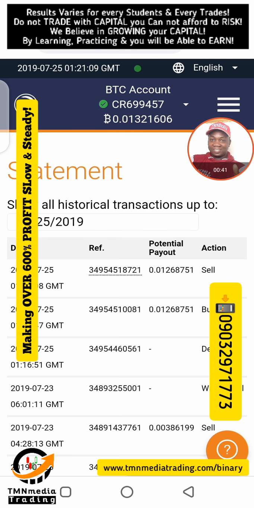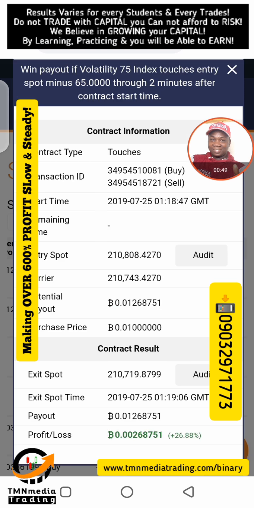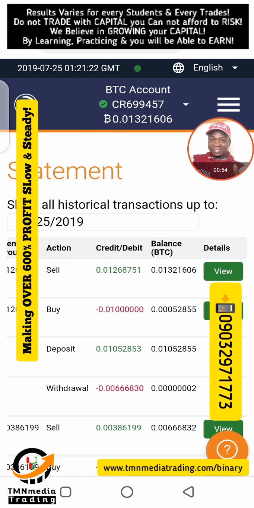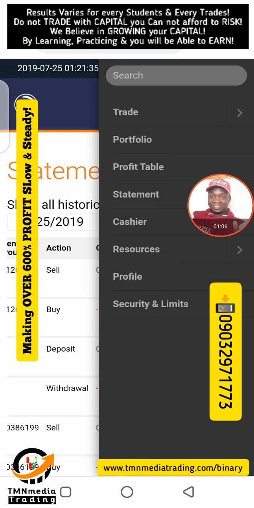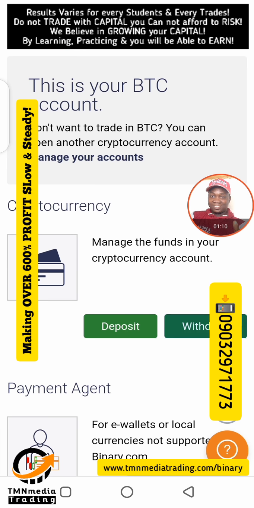That's the purpose. Now, I withdrew into, you can see the deposit. So I also had to trade with Bitcoin. I made like 26%. So I want to withdraw this amount now. This should be roughly about, let's say, maybe $130 now. So let me process it for withdrawal: cashier, withdraw.